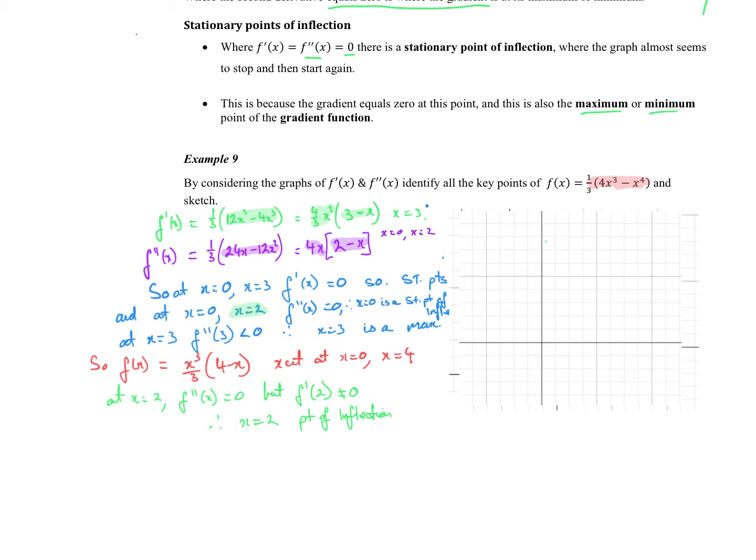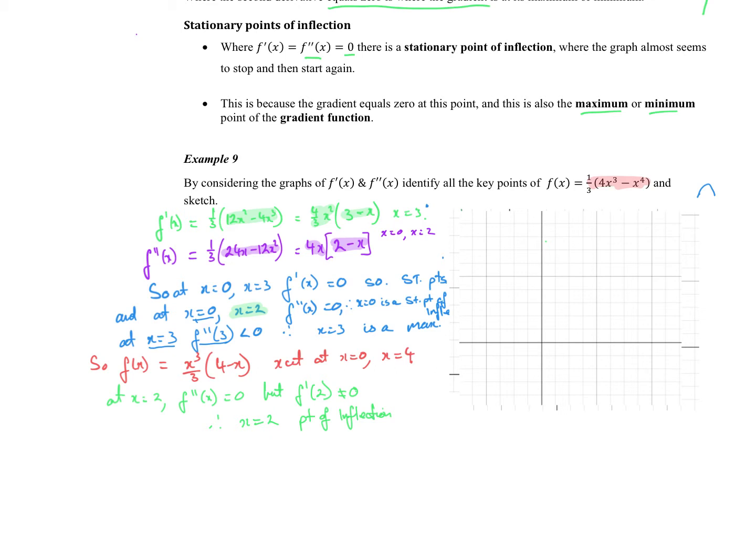So first use of my second derivative: at x equal to 3, the second derivative, f double dash of 3, is less than 0. So it's negative, which means it's concave down. We haven't really spoken about that just yet, but we will.